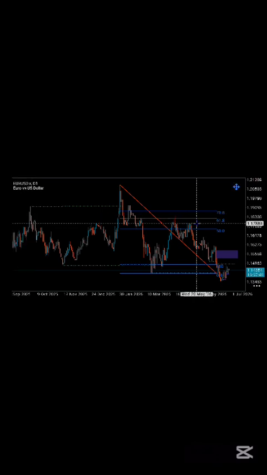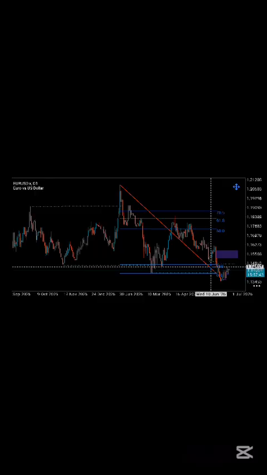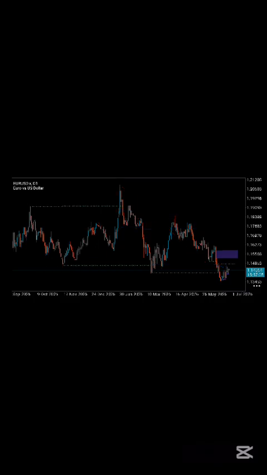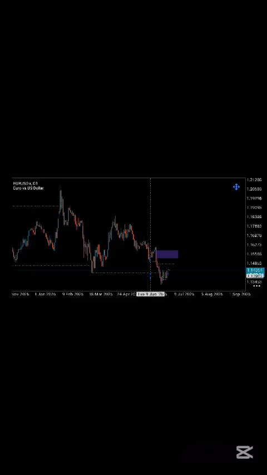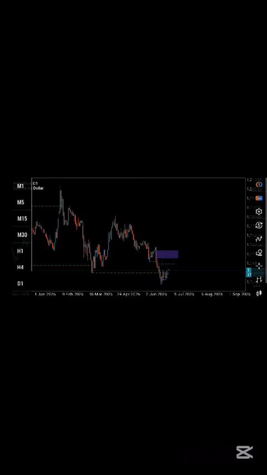And after retracing back to the premium, market gave us a break of structure to the downside, confirming that the market has shifted now from bullish to bearish. Let me take out this. So we can see that on the external structure on the daily, we are bullish. So we are bearish, sorry.